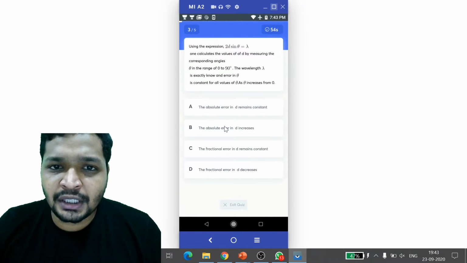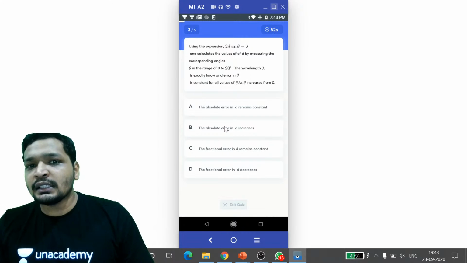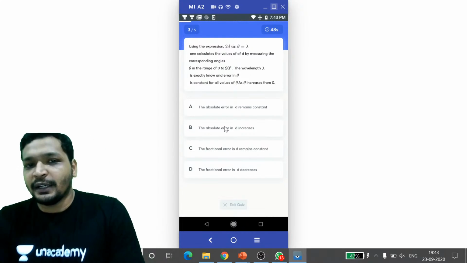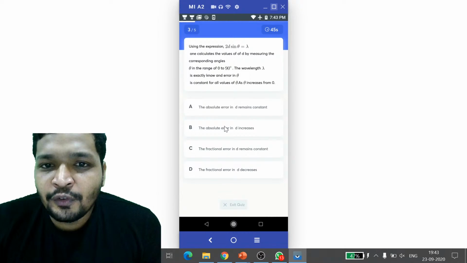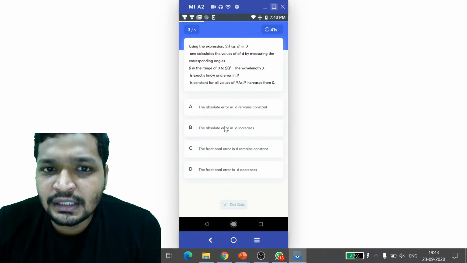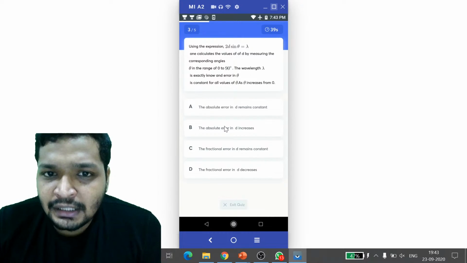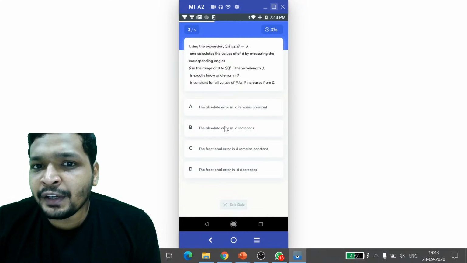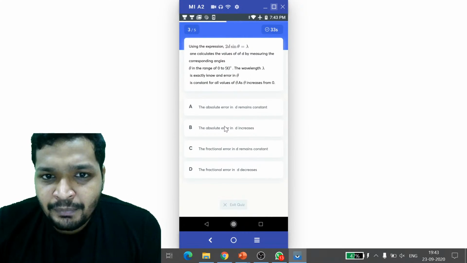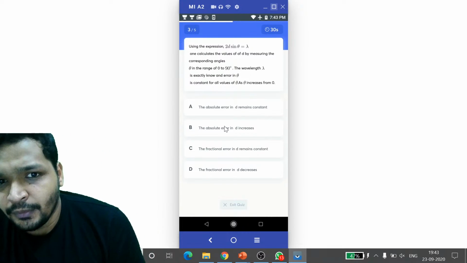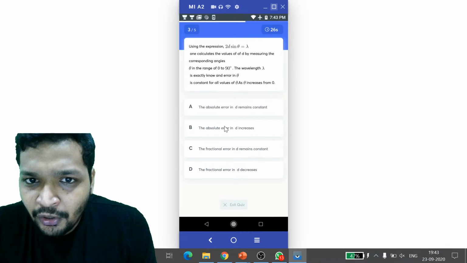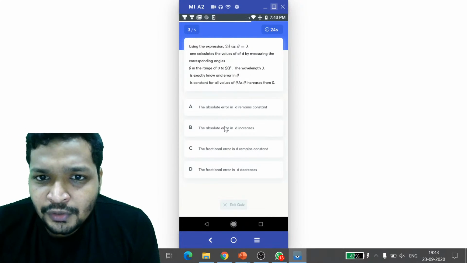Using the expression given, 2d sine theta is equal to lambda. It's actually done mostly in diffraction effects, but anyway, one calculates the value of d by measuring the corresponding angle theta in the range of 0 to 90 degrees. The wavelength is exactly known, so you need to only find out the error in theta. How would you do this? From 0, it's constant for all values of theta. The error in theta is going to be constant as theta goes from 0.